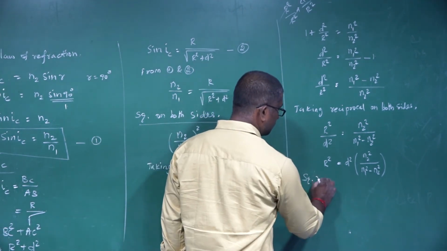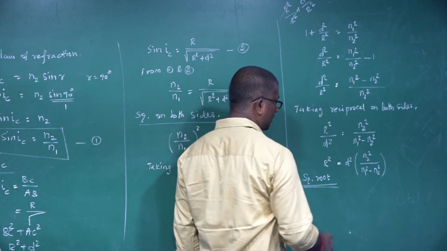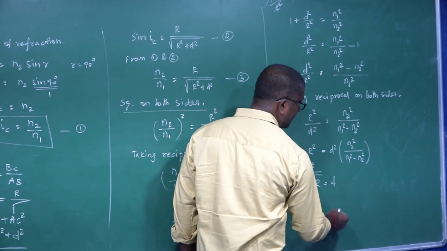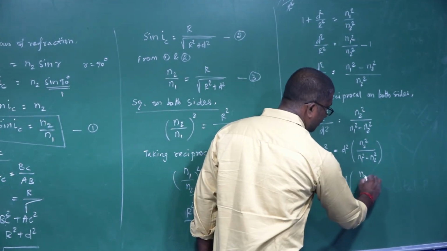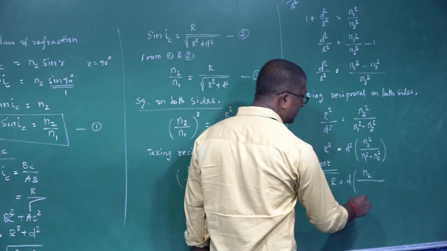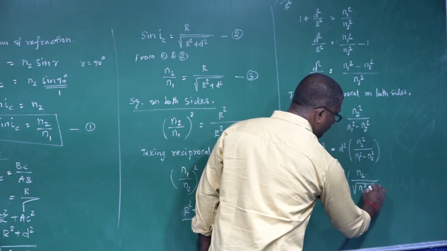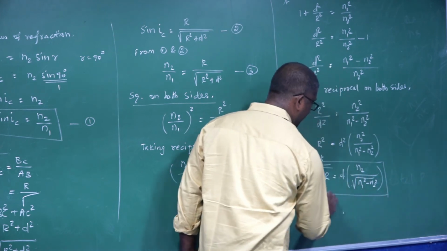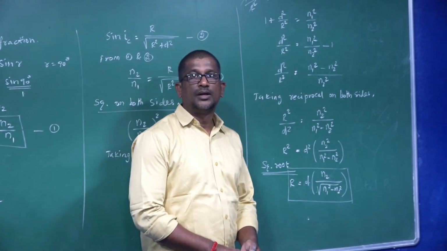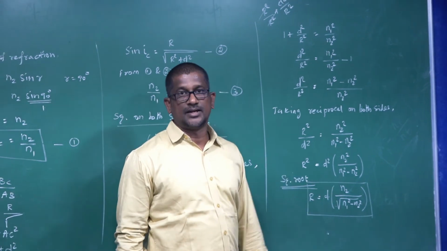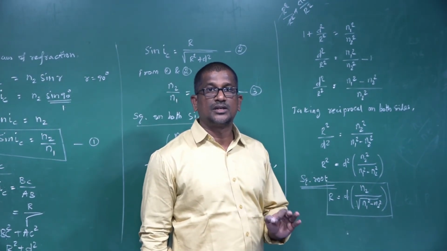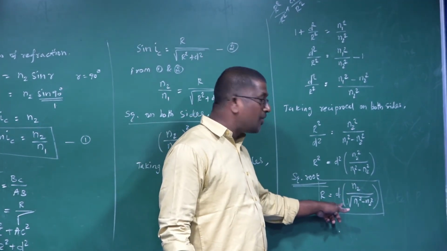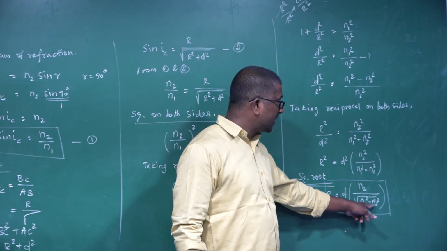Take the square root on both sides. R square becomes r, d square becomes d, n2 square becomes n2, and n1 square minus n2 square becomes square root of n1 square minus n2 square. So this is an expression for the radius of Snell's window, or the radius of a restricted illuminated circular area: r is equal to d times n2 divided by square root of n1 square minus n2 square.